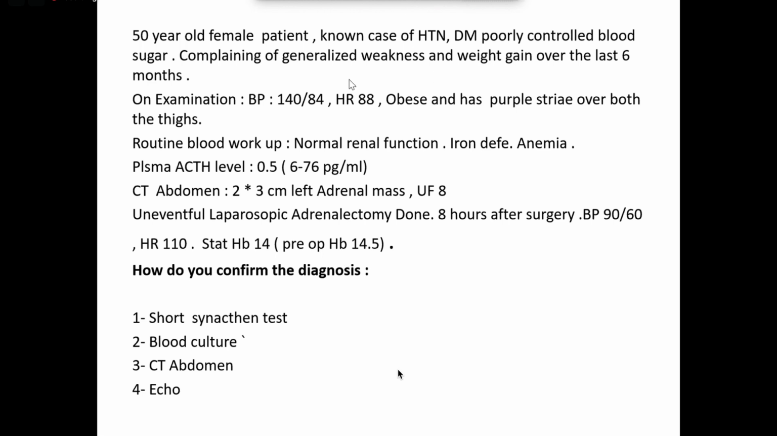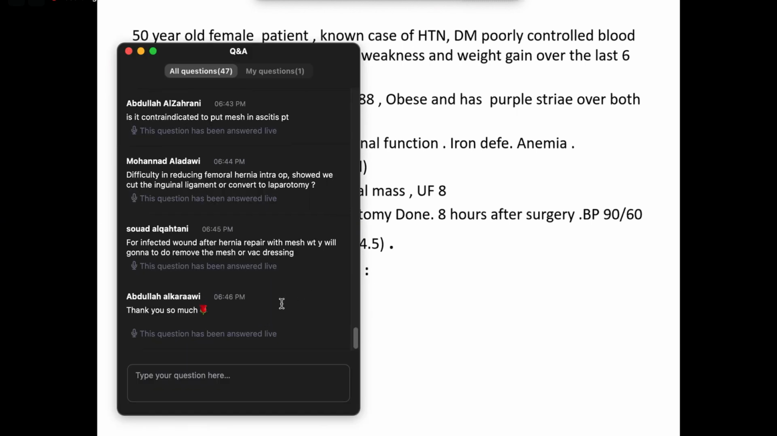Does anyone have questions, guys? Okay, Abdulrahman asks: is there any cut off size for laparoscopic or open even in benign?